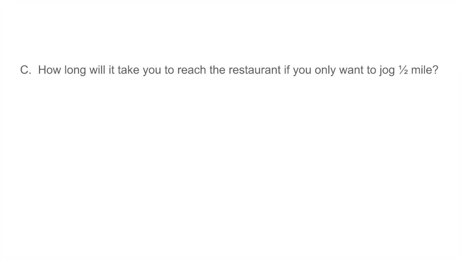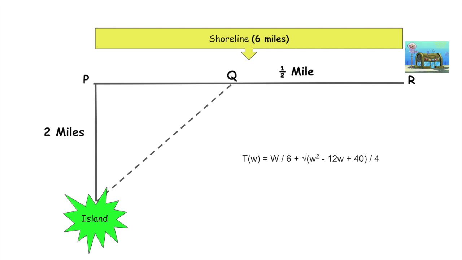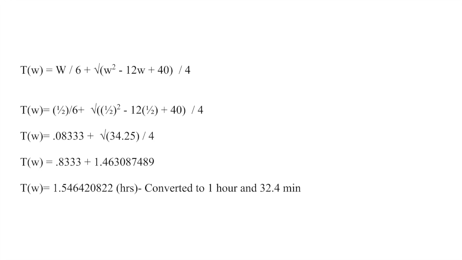And now for our third question. How long will it take you to reach the restaurant if you only want to jog half of a mile? In the diagram, it shows that our walking distance is half of a mile. Using our equation that we found in the first problem, we can find the time it will take if you only want to walk 1/2 mile.